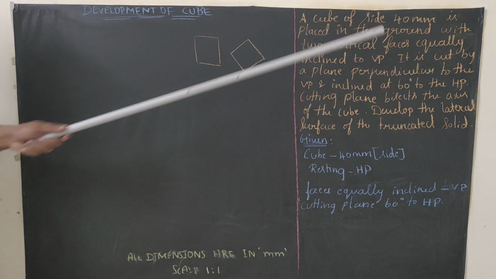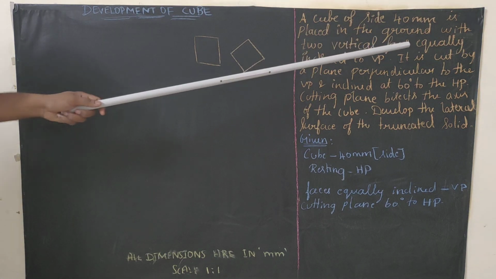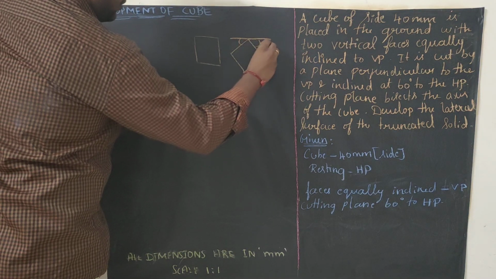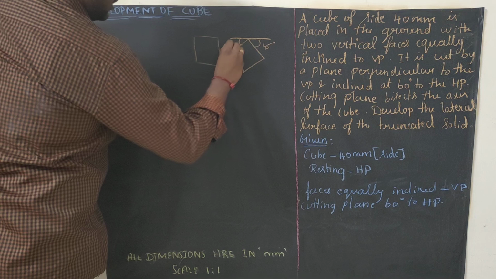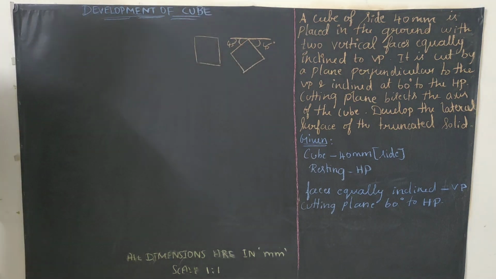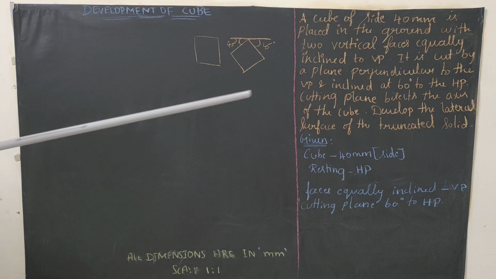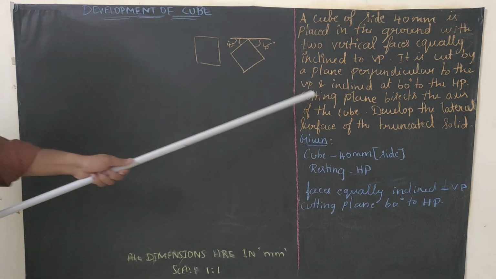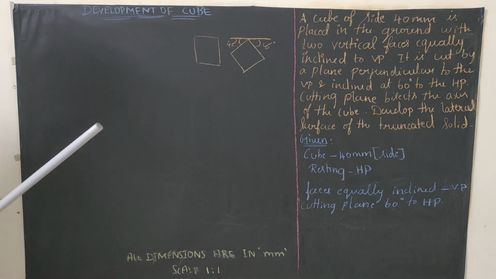Since they gave the word ground, with two vertical faces equally inclined. Equally inclined means, see here 45 degree and here also 45 degree. So this is only equally inclined, this is not equally inclined. It is cut by a plane perpendicular to VP and inclined 60 degree to HP. Regarding the cutting plane, what they are saying is the cutting plane is inclined at 60 degree to HP, and one more thing is it bisects the axis of the cube. Bisects means half of the axis. Develop the lateral surface of the truncated solid.